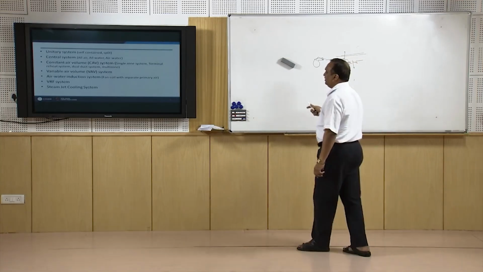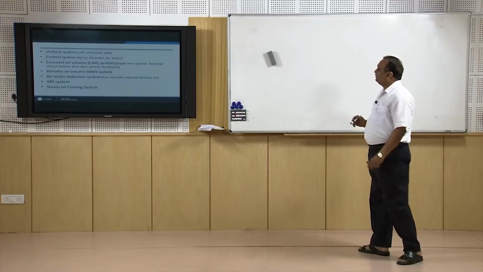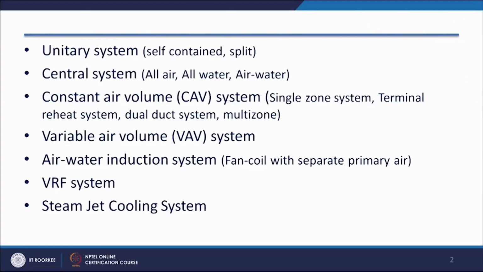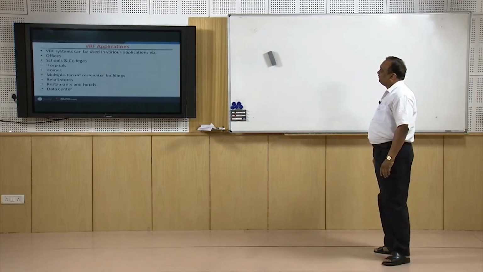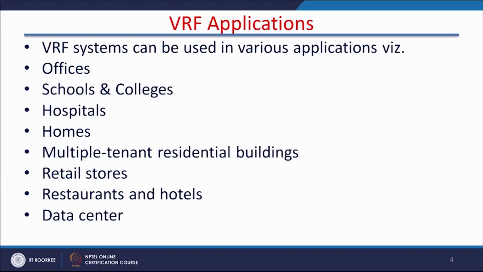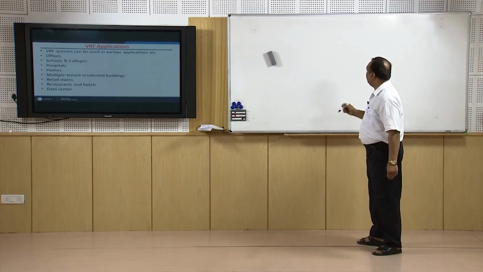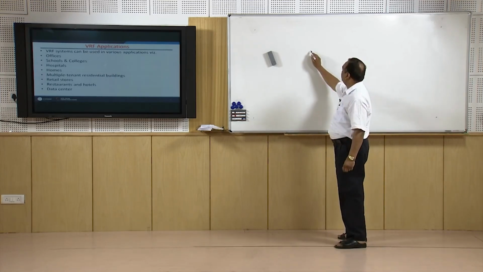Now, the air water induction system and the fan coil unit with separate primary air, I have already explained this type of system. Now this one, the VRF system, is important, so I will take it up. The VRF system is the variable refrigerant flow system. So instead of controlling air flow in the system, the refrigerant flow in the system is controlled.